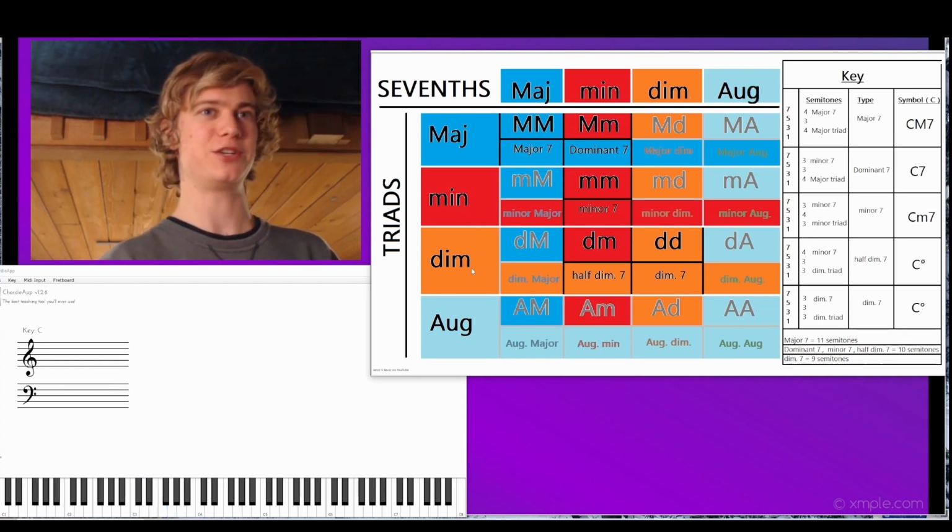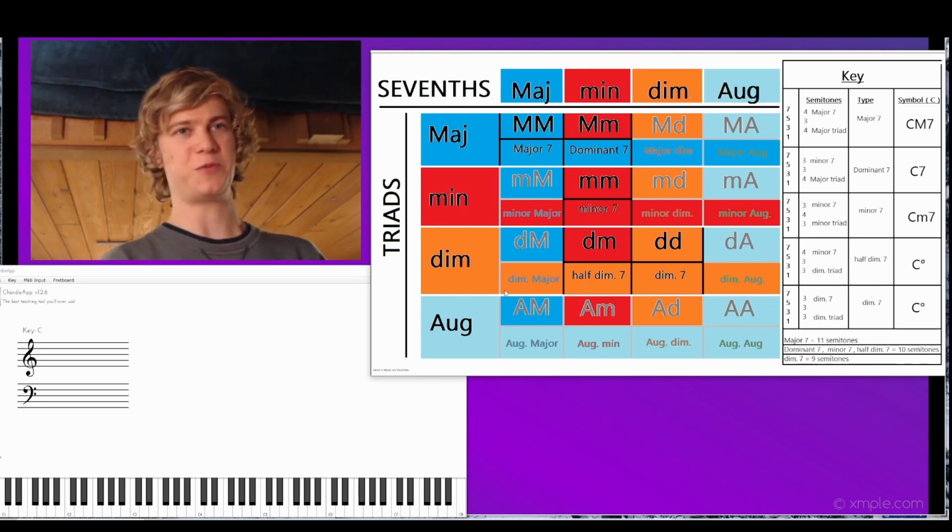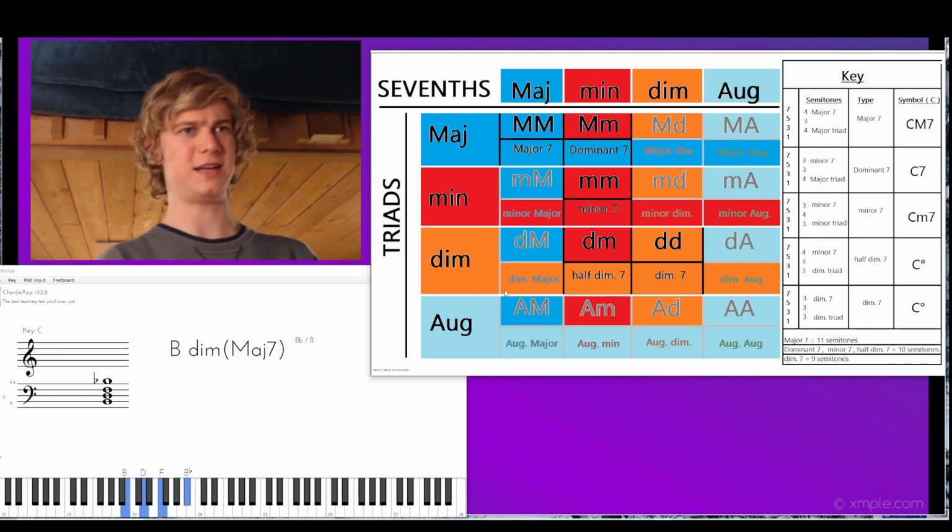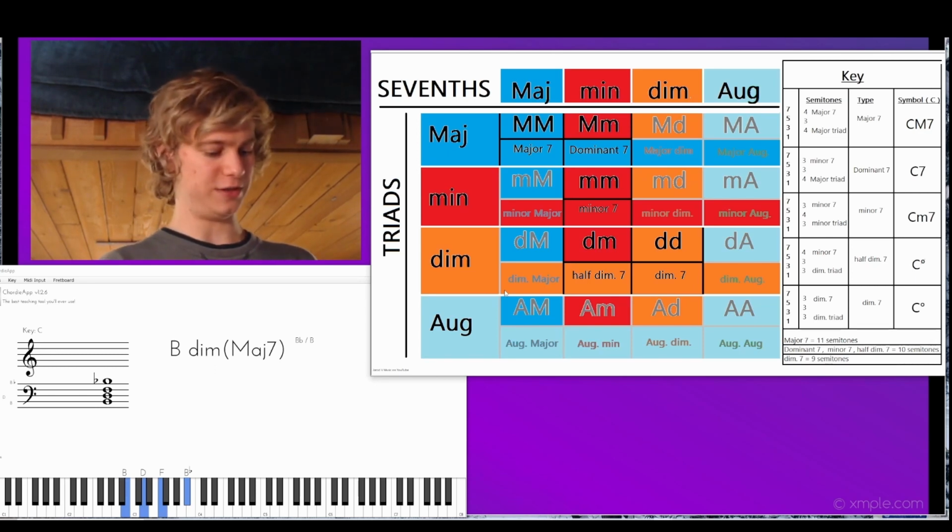We're going to go in this diminished column. We're going to go to our first one. We have a diminished major. Okay, so you're probably just thinking, well, that's just a diminished triad with a major 7th on top of that. And well, yeah, you are correct. That is what a diminished major 7th is. But there's something kind of odd going on here between these semitones.